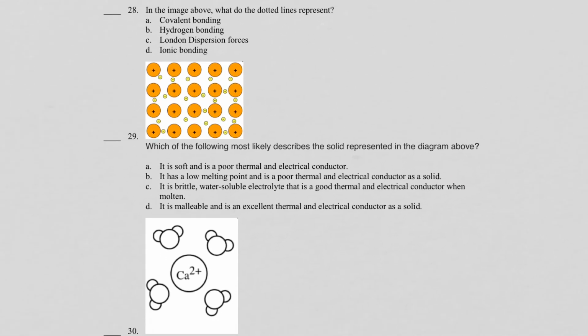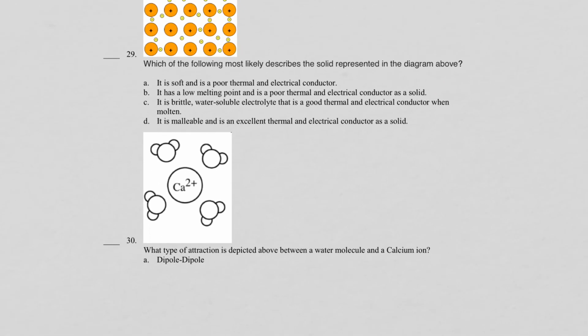And the last question, we see a picture of a calcium ion. Those are water molecules, and what type of attraction is depicted between a water molecule and a calcium ion? If we look at the choices, we would see that B is the best answer, since we have an ion attracted to a dipole, which is a water molecule.